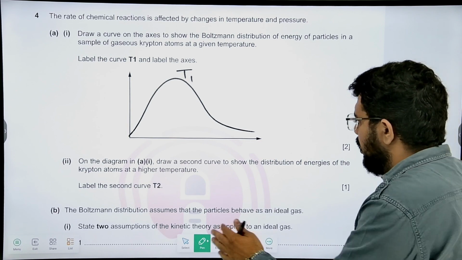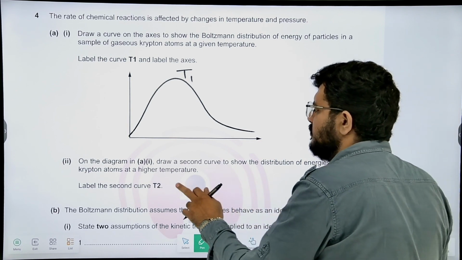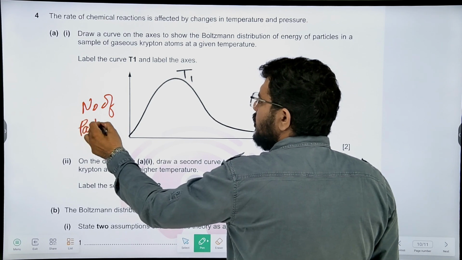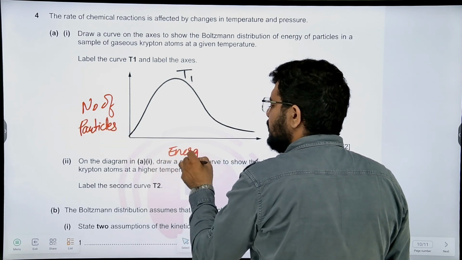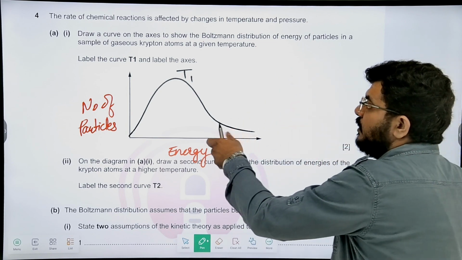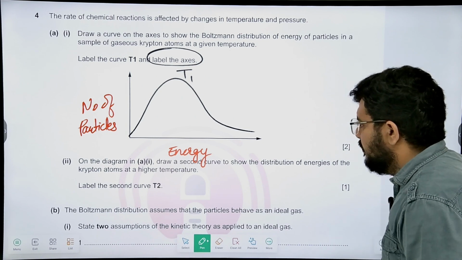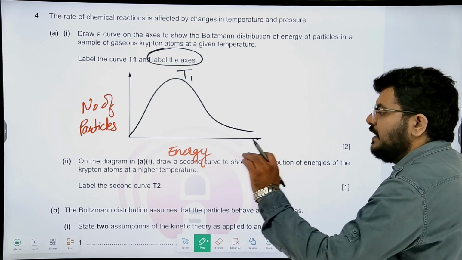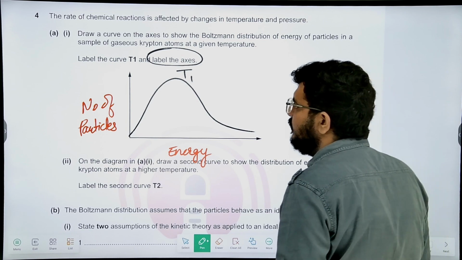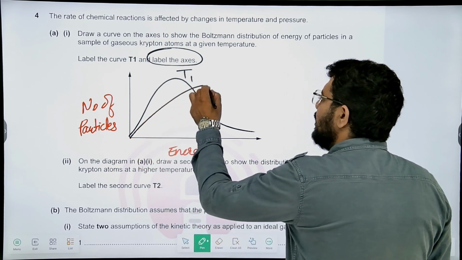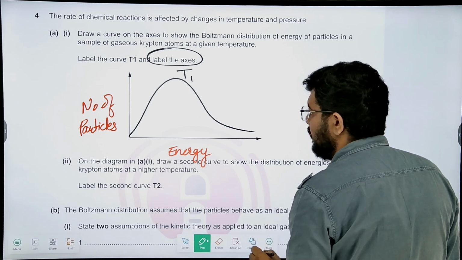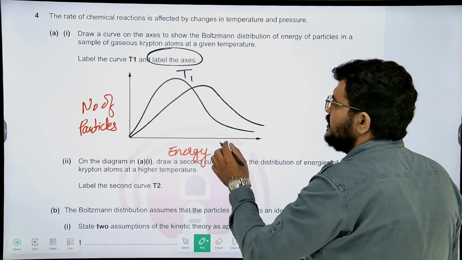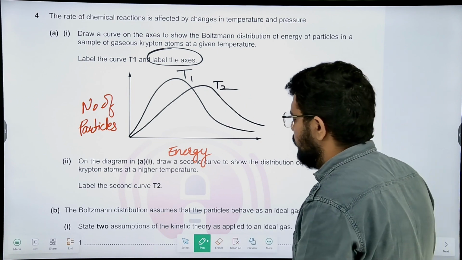On the diagram, draw a second curve to show the distribution of energies of krypton atoms at a higher temperature. But first, the axes: number of particles or number of atoms, and energy, right? This is the energy distribution diagram. They had asked us to label the axis as well, and I forgot. Now they are saying that on the diagram, draw a second curve to show the distribution of energies of krypton atoms at a higher temperature and label this second curve T2. If it is at a higher temperature, it will have this curve a little bit to the right-hand side and a little bit lower because the distribution has broadened. So I will write this as T2.